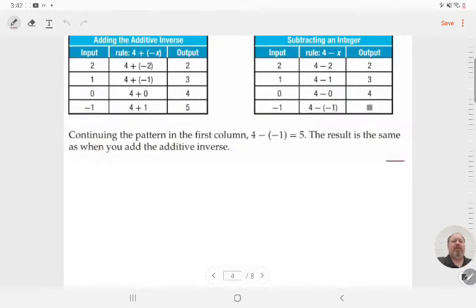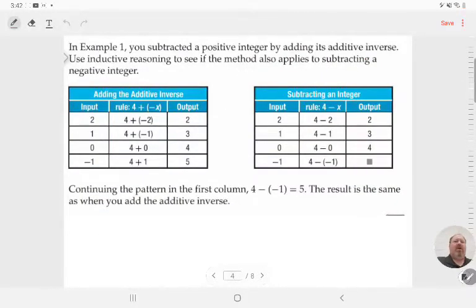Okay? All right. All this is telling us is that we can do either way. We can add the additive inverse, or we could subtract an integer. So for example, if I'm taking 4 and I add the additive inverse, so if I use 2, the additive inverse is negative 2. 4 plus a negative 2 is going to give me 2. 1, 4 plus the additive inverse of 1, negative 1, gives me 3. 4 plus 0 is 4. And 4 plus the additive inverse of negative 1 is 5.